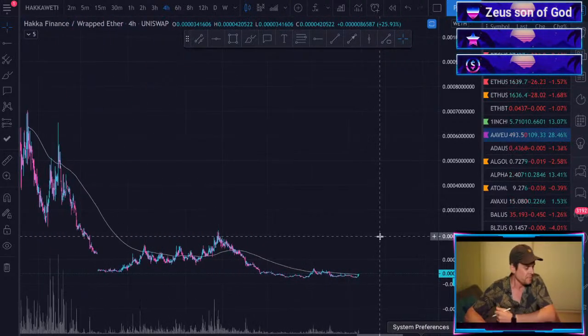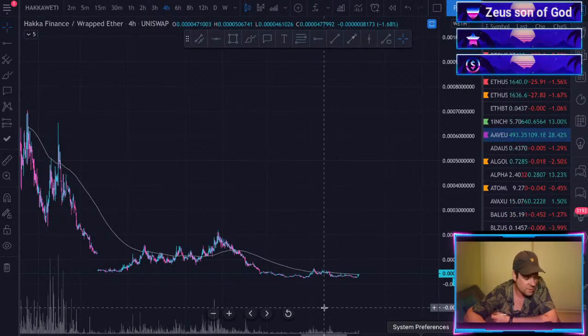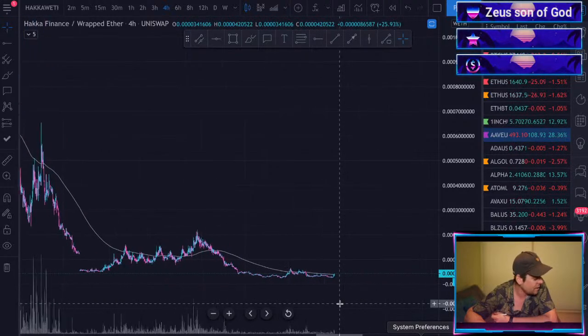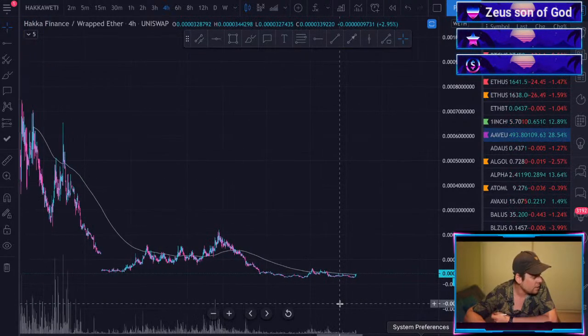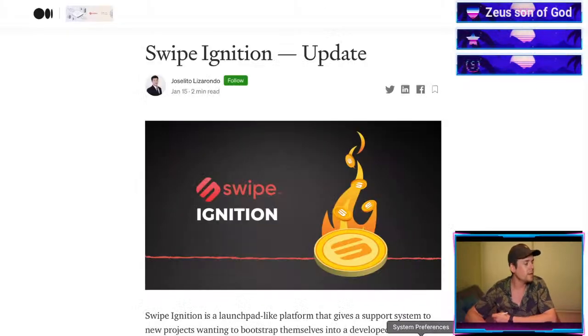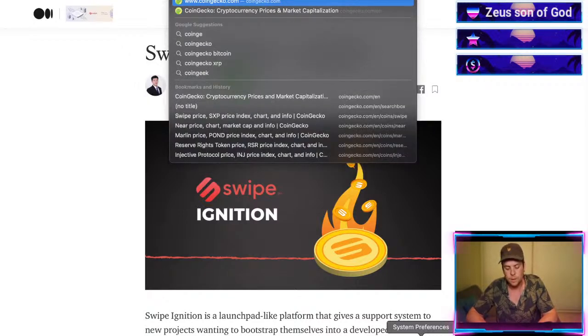Well, anyways, it's in a downtrend. There's a fair amount of volume, so that's good. The volume isn't dead. We don't have completely flatlined volume. This is to be expected with new launches. Haka Finance, this is probably something that has some sort of information on it. Let's go to CoinGecko and see what it's all about.